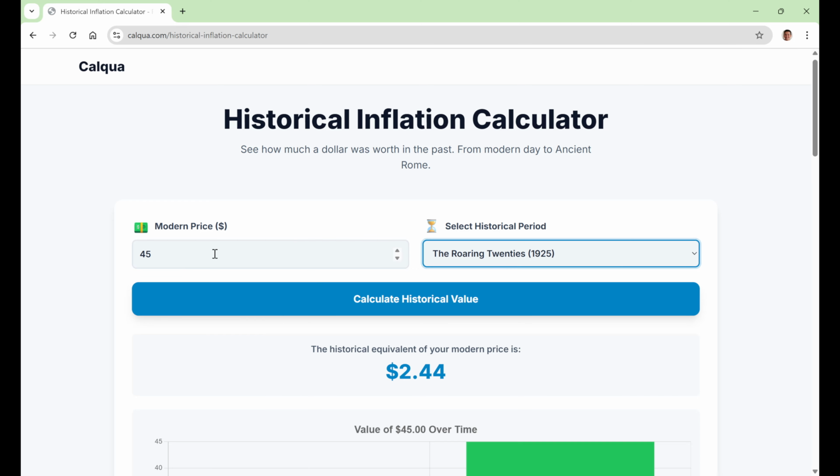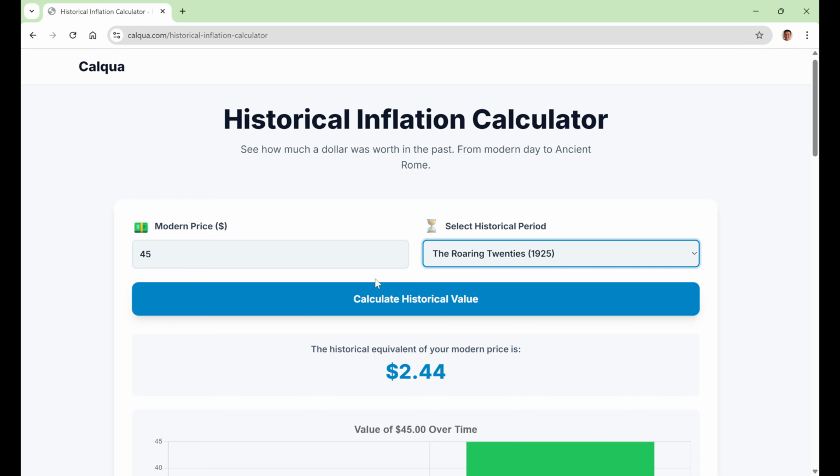We start with a modern price of $45. This could be the cost of a new video game, a meal for two at a nice restaurant, or a premium subscription service. We will now use the calculator to convert this $45 value into its equivalent in the year 1925, a period known as the Roaring Twenties. This was an era of unprecedented economic prosperity and cultural dynamism.